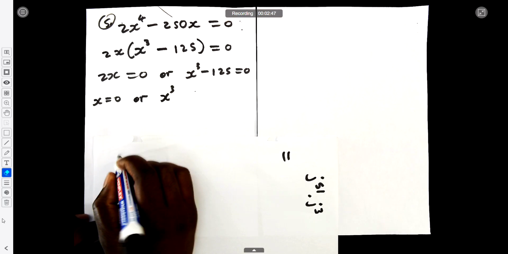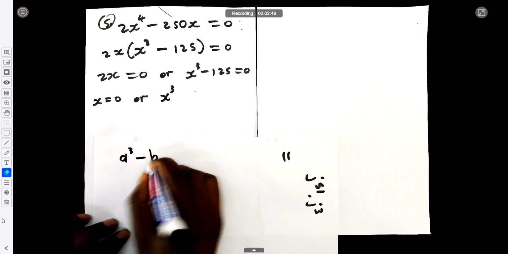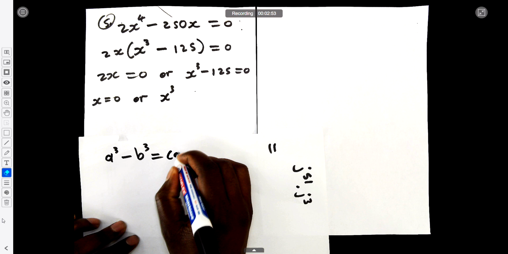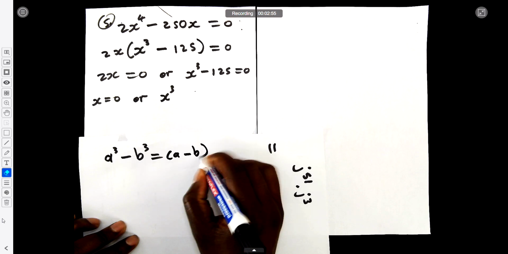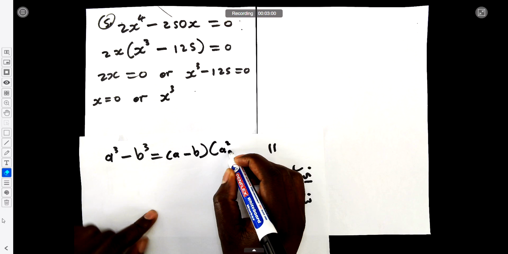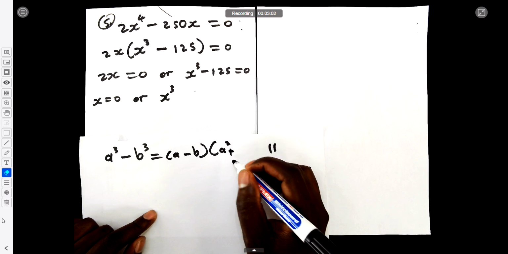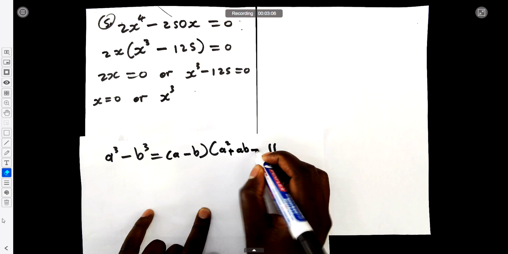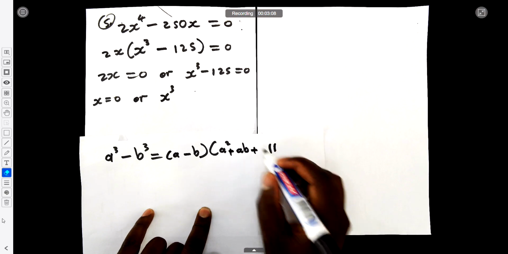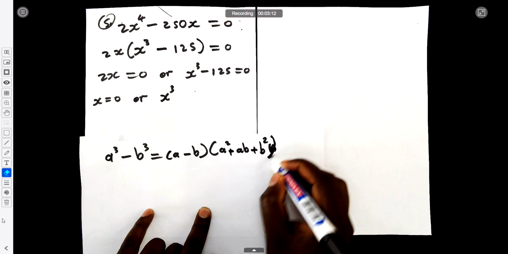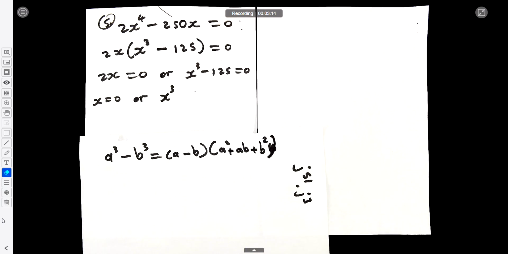So the difference between two cubes, let's say we have a cubed minus b cubed, it will be equal to, when we factorize, a minus b. Now the other factor in the other bracket: a will be squared, then plus a times b, then plus b squared. Let's close the bracket. So that is the difference between two cubes.